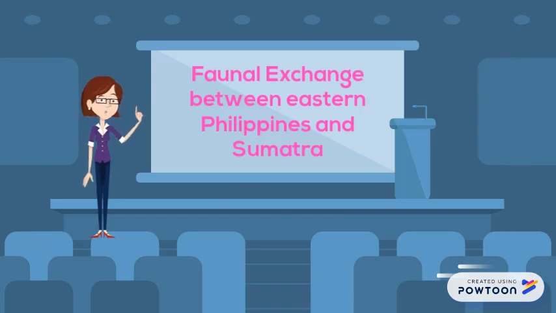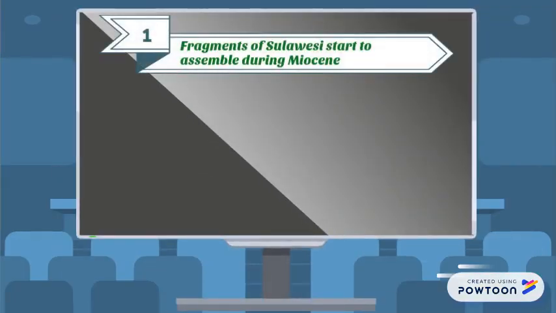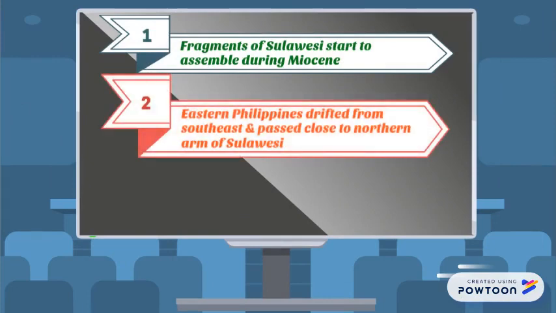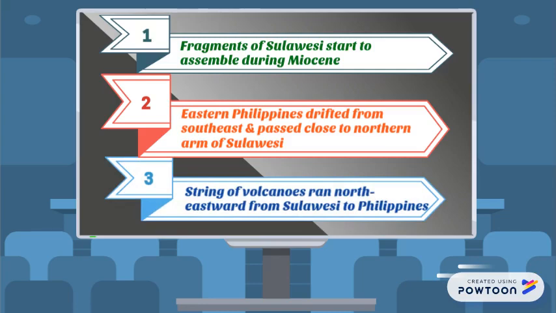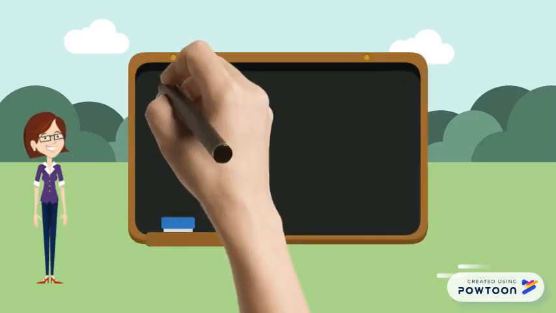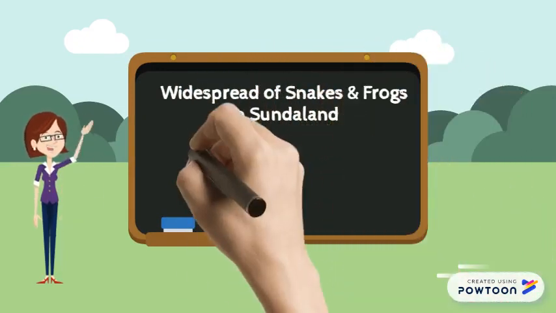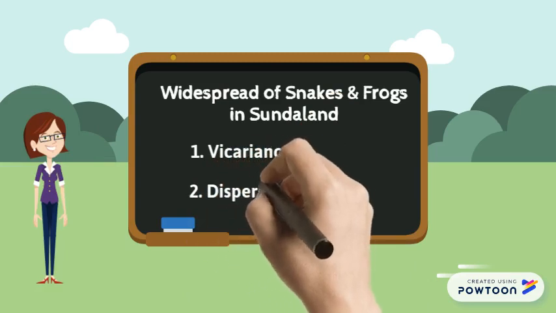Fauna exchange between the eastern Philippines and Sulawesi occurred when the fragments of Sulawesi started to assemble during the Miocene. Then the eastern Philippines drifted from the southeast and passed close to the northern arm of Sulawesi. At the same time, a string of volcanoes ran northeastward from Sulawesi. In conclusion, the distribution of snakes and frogs in Sundaland is due to vicariance and dispersal.